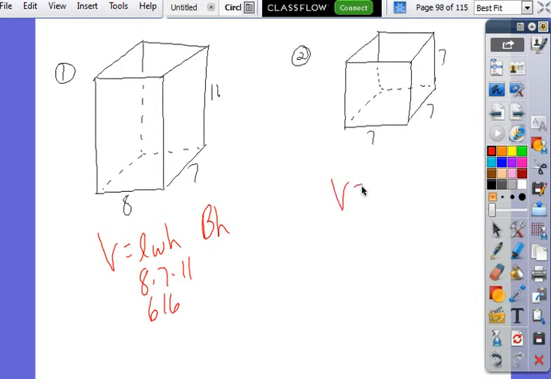All right, what is this figure called right here when they all match? A square? A cube? A cube. It's a three-dimensional square. So a cube has the same side length for all three parts. So you really could do 7 cubed if you wanted to. Either way is going to work the same. 343. All right, so we shouldn't have any problem with those. You're just plugging the numbers in. Length times width times height.